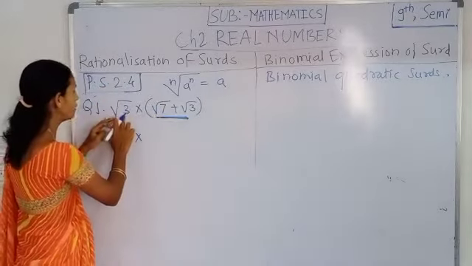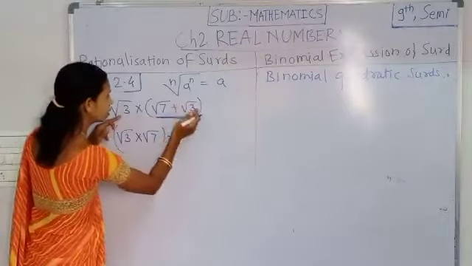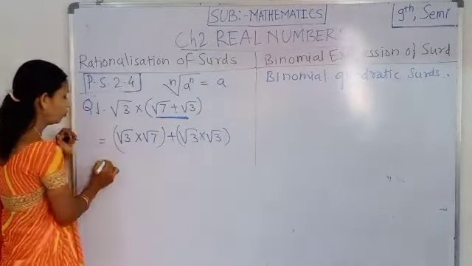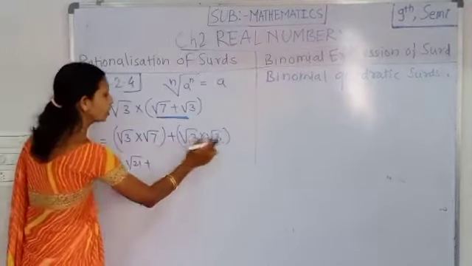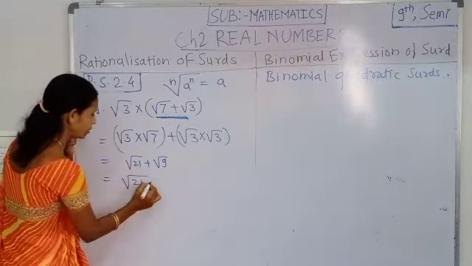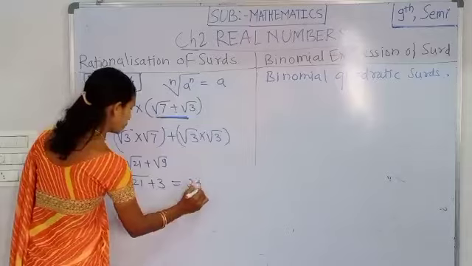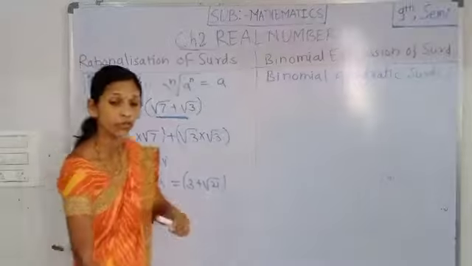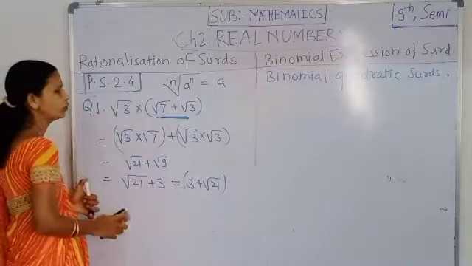Then we can multiply this by root 3 into root 7 plus, here root 3 is multiplied to root 3 also. Then we get root 3 into root 7, that is root 21, plus root 3 into root 3, that is root 9. That means here root 21 plus root 9, that is 3. Or it can be written like this, 3 plus root 21. Those are the few examples given in question number 1 in practice set 2.4.